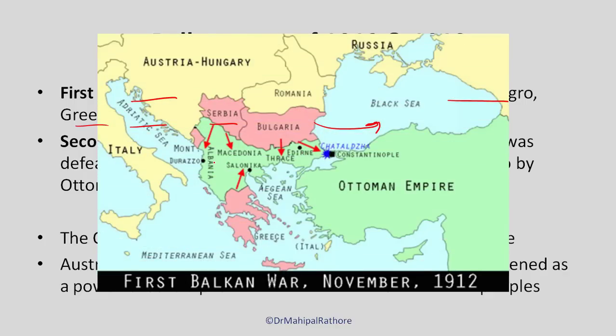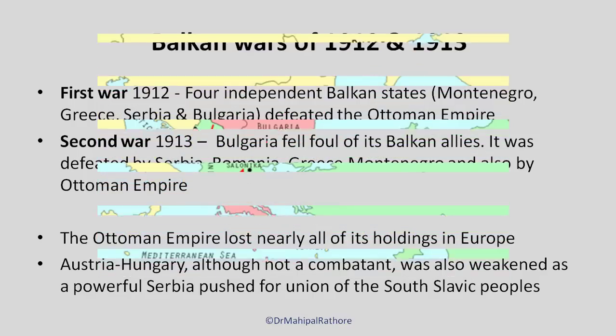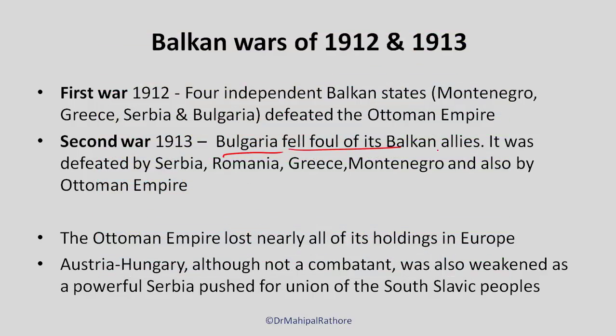You can see this green colored area was still under the control of Ottoman Empire. But Serbia, Bulgaria and Greece, they attacked and they won in this war. They defeated the Ottoman Empire badly and they got all this territory. But only a few months later, Bulgaria fell foul of its allies. It was unhappy with the territories that were divided among the victors. And suddenly, Bulgaria started fighting against all its old friends like Serbia, Romania, Greece, Montenegro. So again, these countries attacked Bulgaria and it was defeated. And Ottoman Empire also took advantage of this situation. It also attacked Bulgaria, got some of its lost territories back.